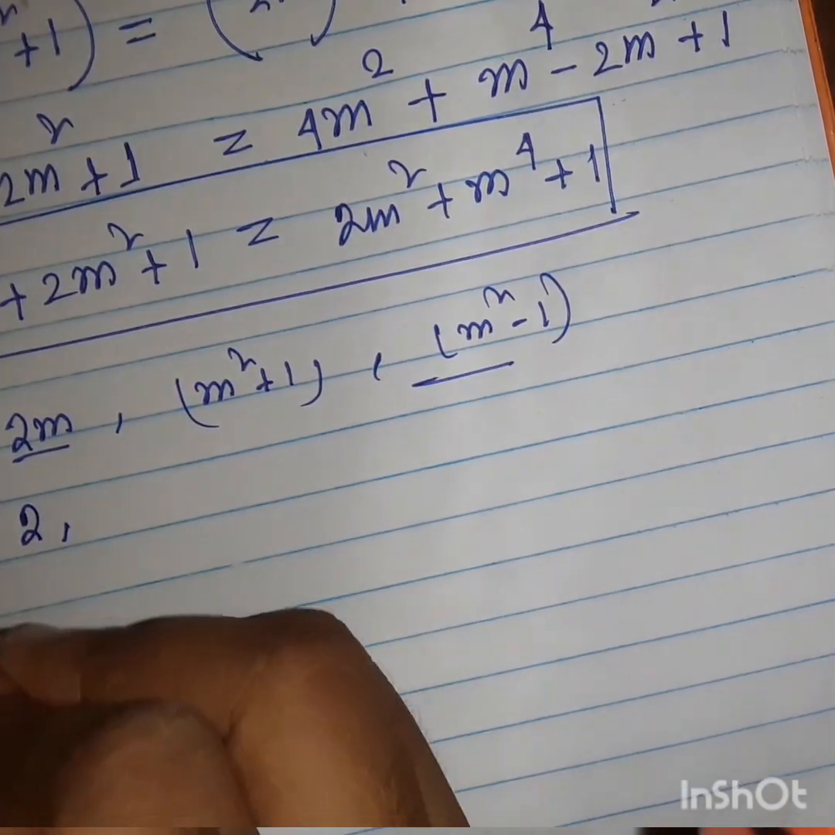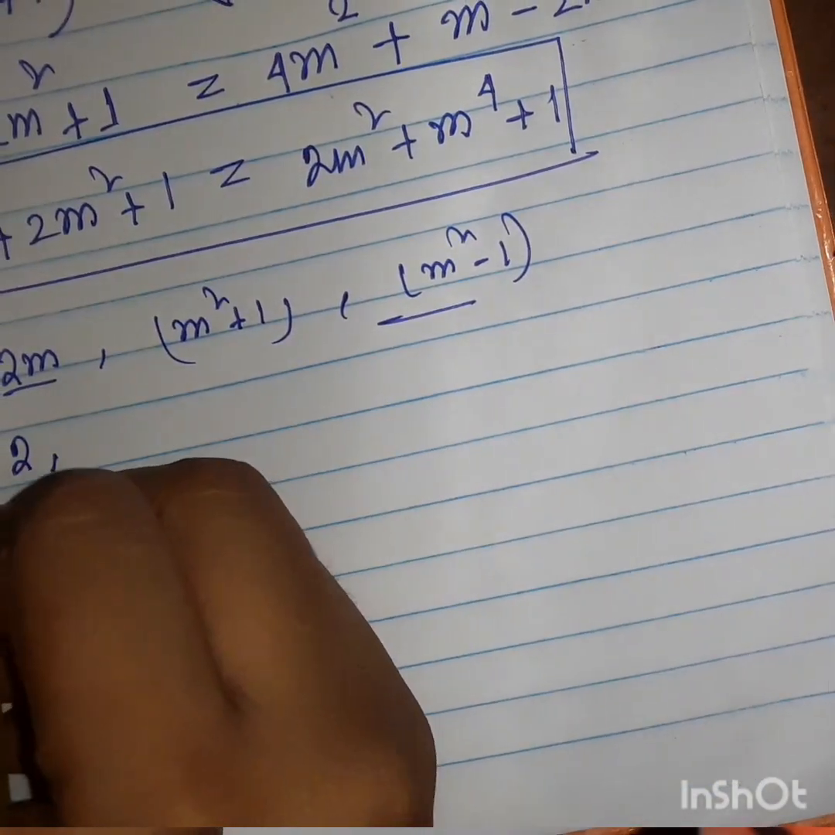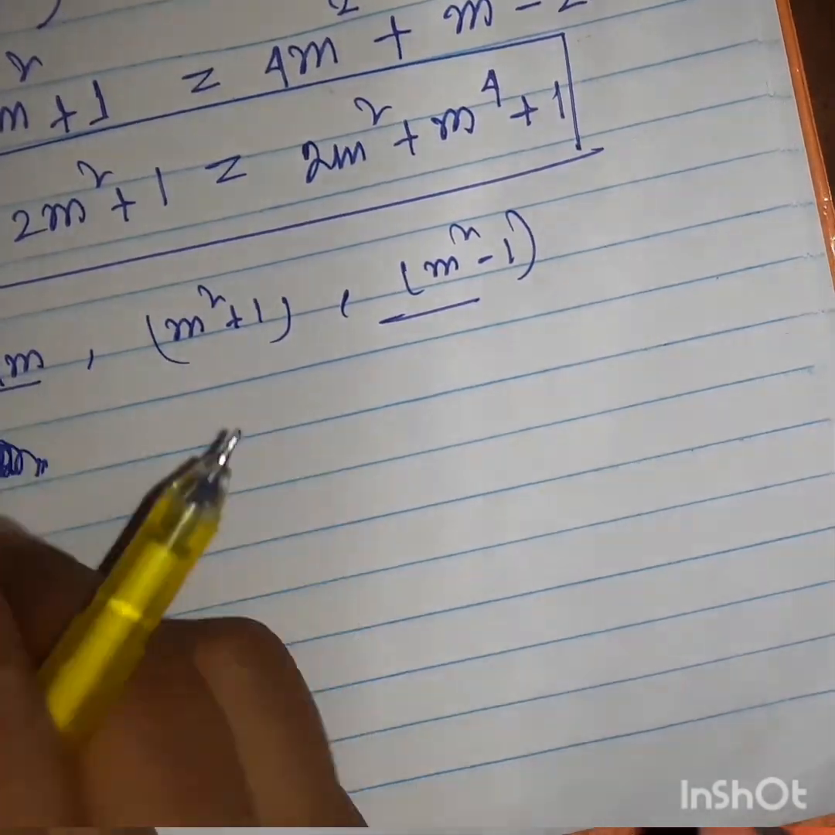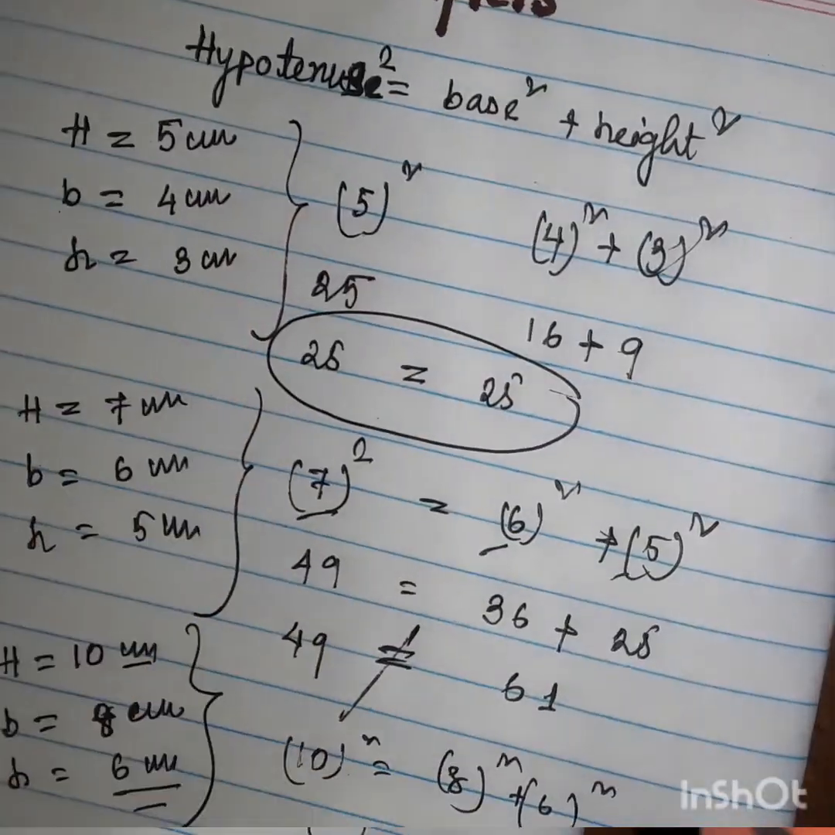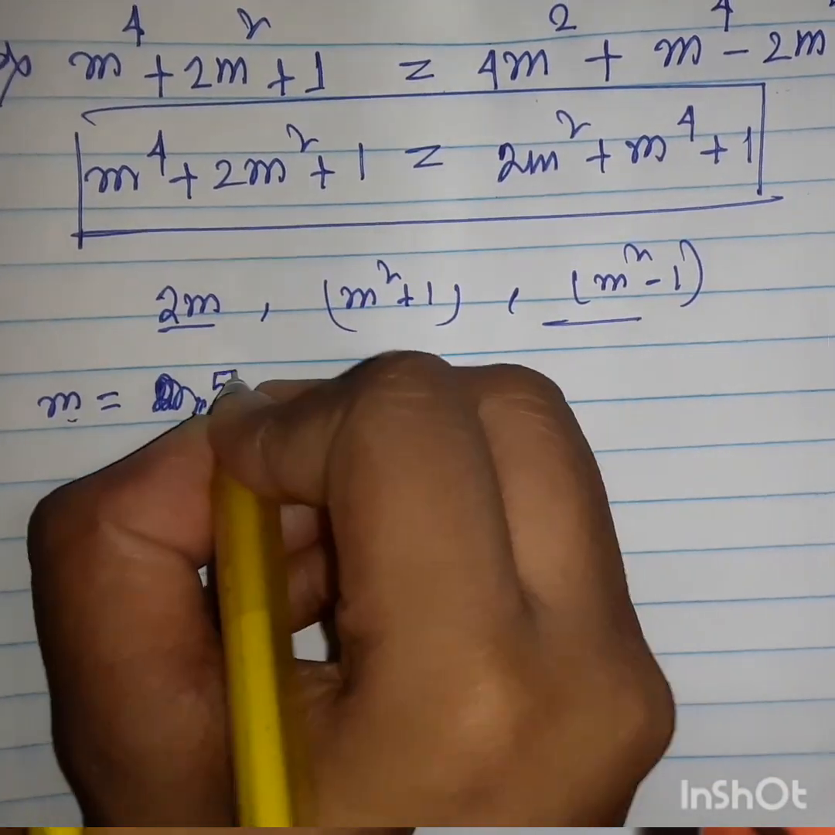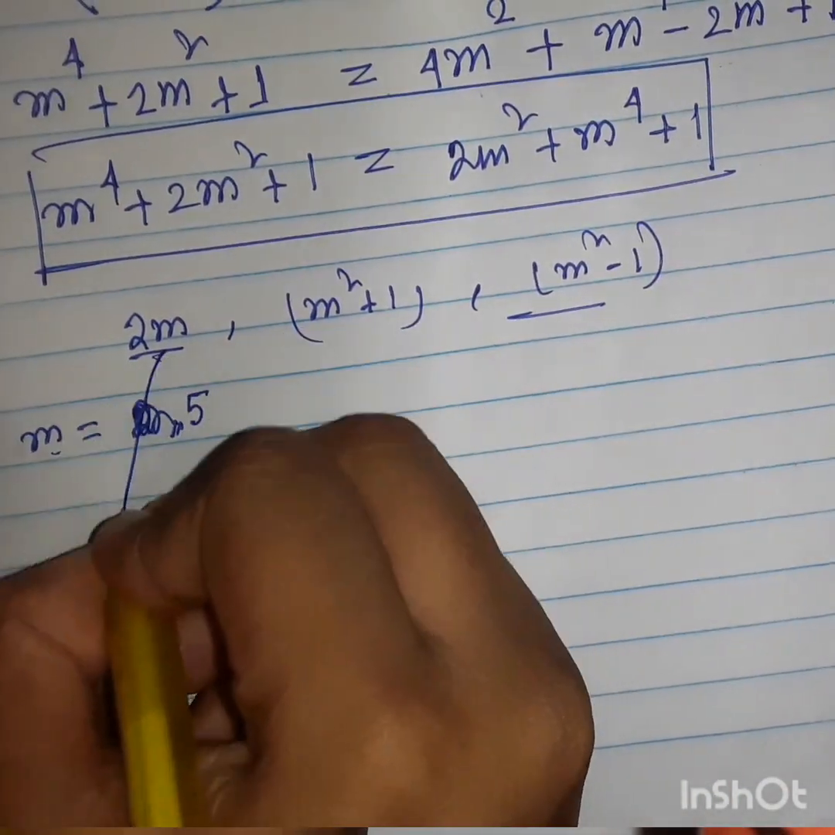Then what will happen? That is, m is equal to 2. It means I have to take another number, because if we put 2, that becomes the first example where 5, 4 and 3 are the three sides of a right angle triangle. But if I take m is equal to 5, then what will happen? It is also given in this example: 10, 8 and 6.